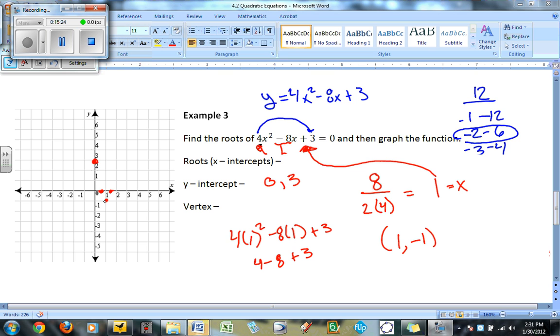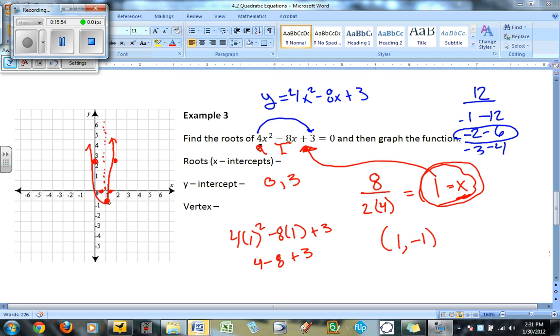Negative 1 right here. All right, and what we're talking about, the axis of symmetry, means that this equation is going to be symmetric to the line x equals 1, because that's what we came up with right here as our axis of symmetry. So what we know now, without having to plug in 2 as an x-coordinate into the equation, we already know that it's symmetric and it's going to be right there at 3. So all we have to do now is connect the dots and we have this thing graphed.